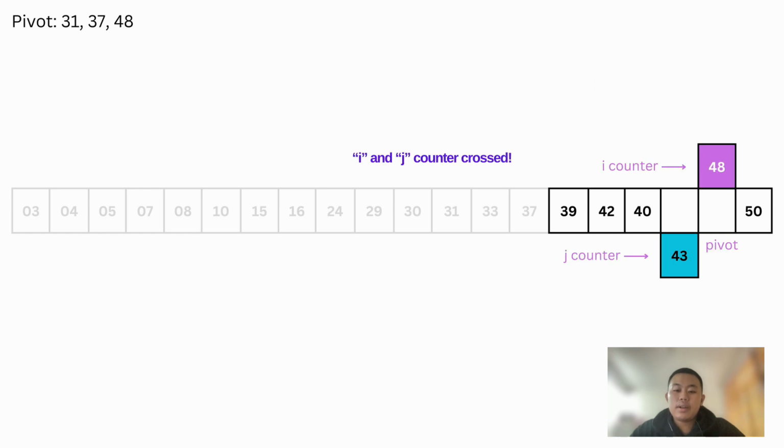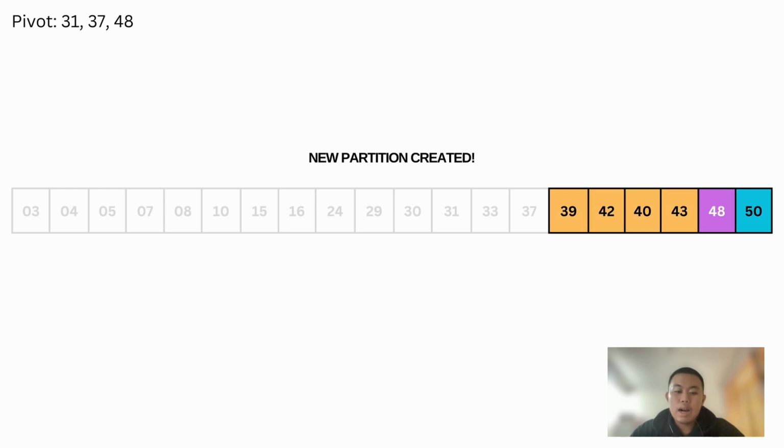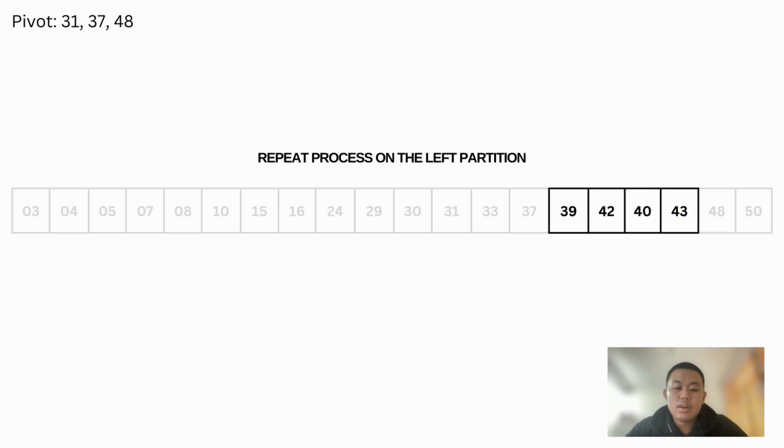Now the counters have crossed, so now we would have to swap the I counter with the pivot, and then place the J counter to the left of the pivot. Now we have created a new partition again, so we'll repeat the process in the left partition. Find the first, middle, then sort them, which is already sorted. Now swap the middle to the second to the last element, which it's already, so no need for that.